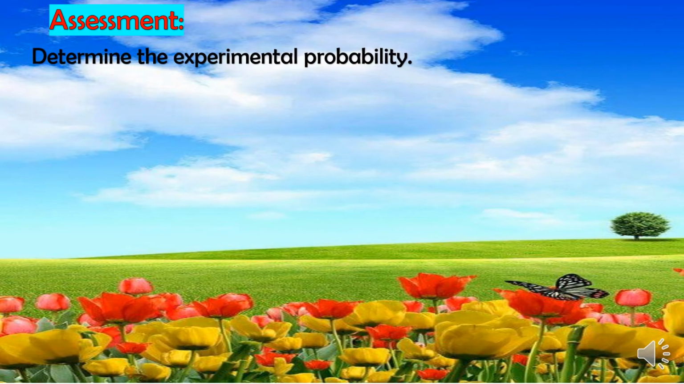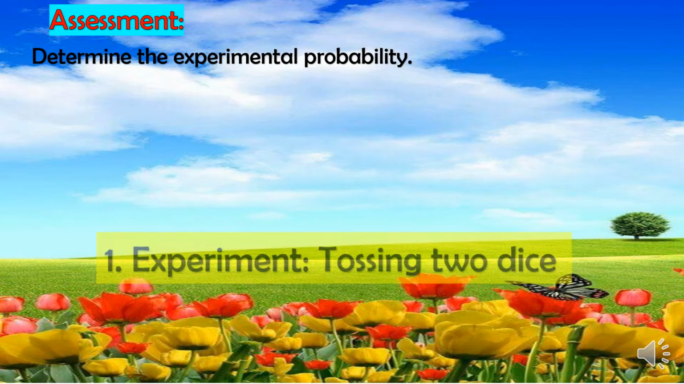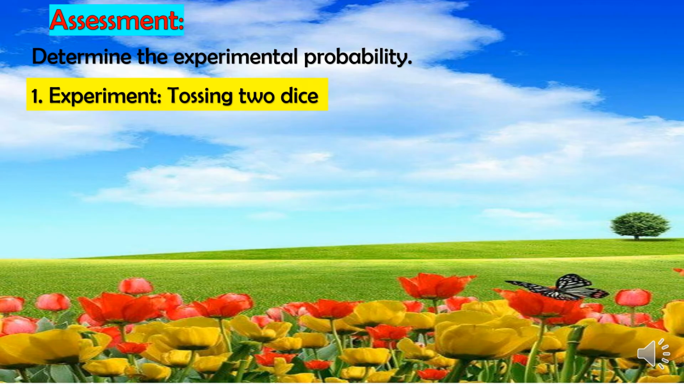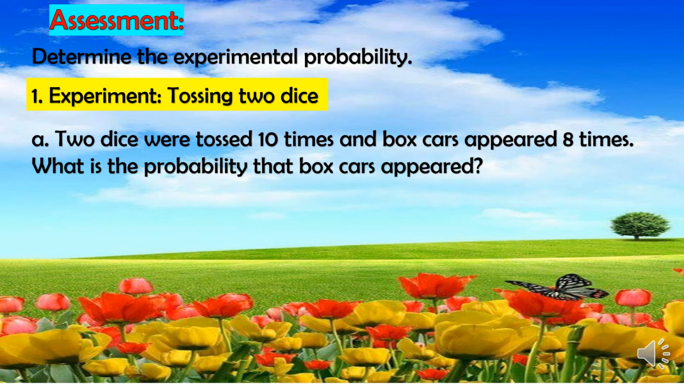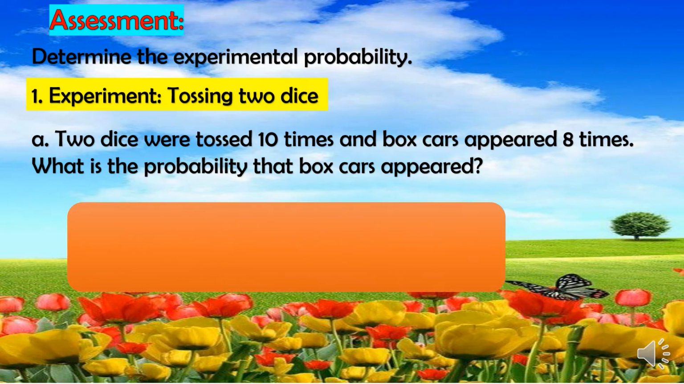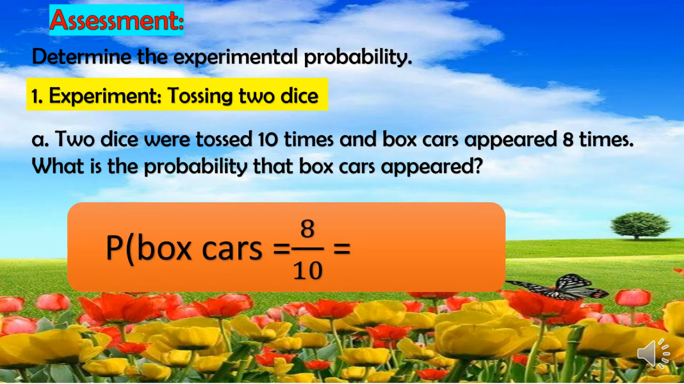For the assessment, determine the experimental probability. For number 1, experiment, tossing 2 dice. A. 2 dice were tossed 10 times and boxcars appeared 8 times. What is the probability that boxcars appeared? When we say boxcars, that is 2 sixes. So P of boxcars equals 8 over 10. In lowest terms, you have 4/5.